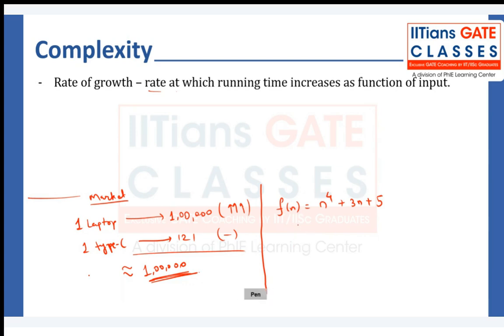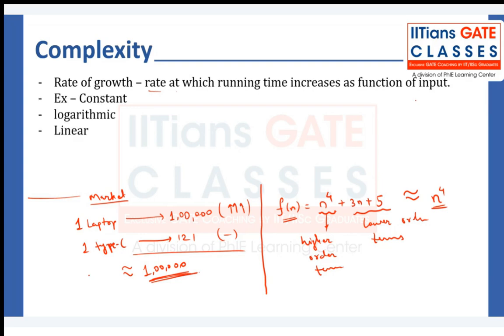When I look into this function and draw a graph, the dominating term would be n to the power 4, which is also called your higher order term. And these other terms are called your lower order terms. When we look at f of n and need to give someone an idea of how it grows, we would say it approximately grows with n to the power 4. This is nothing but your rate of growth: the rate at which the running time increases as a function of input.